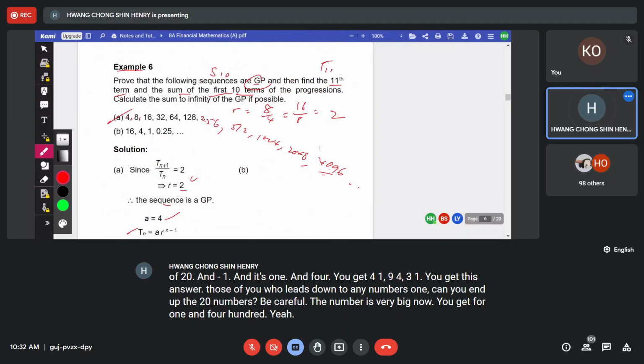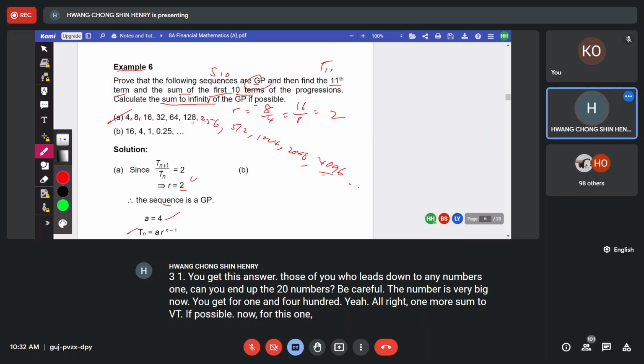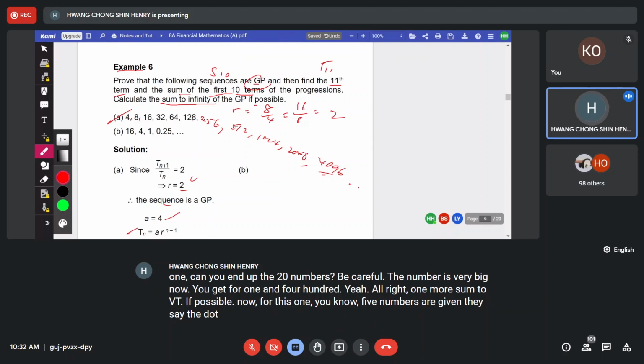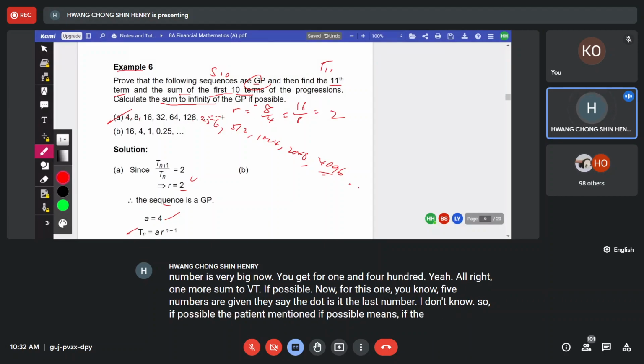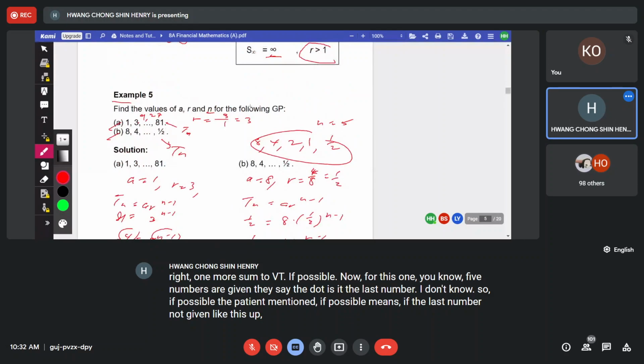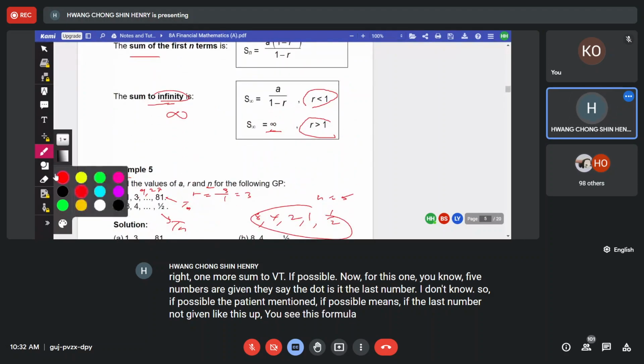All right. The one more, sum to infinity, if possible. Now for this one, we know five numbers are given. Let's say the dot dot dot dot. You see the last number, we don't know. So if possible, the question mentioned, if possible means if the last number is not given, like this.